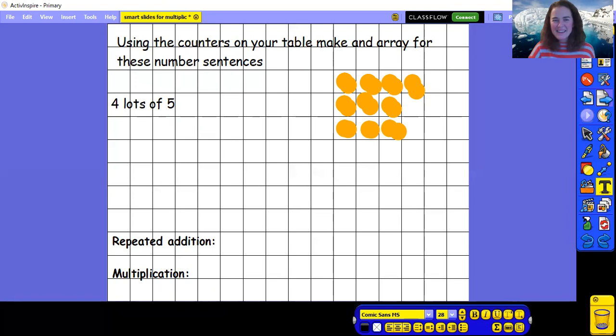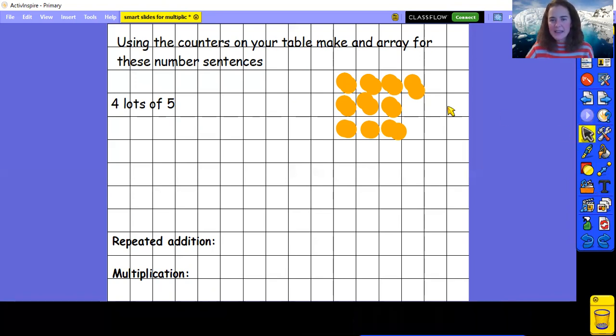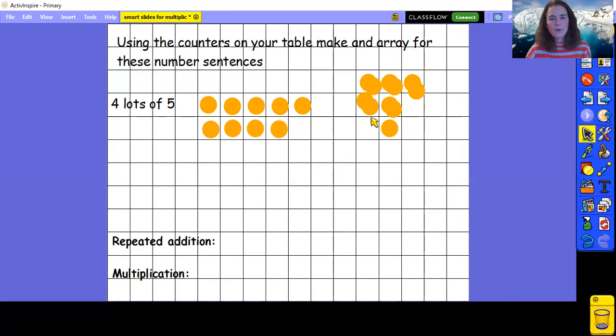Okay, welcome back. Right, so hopefully you've had fun with that. Let's have a look. I've got my counters here. So I'm going to do 4 lots of 5. In each row, there are going to be 5 counters and I'm going to have 4 rows. So 1, 2, 3, 4, 5. That's one row, and in that row I've got 5. Now I need to repeat it. 1, 2, 3, 4, 5.